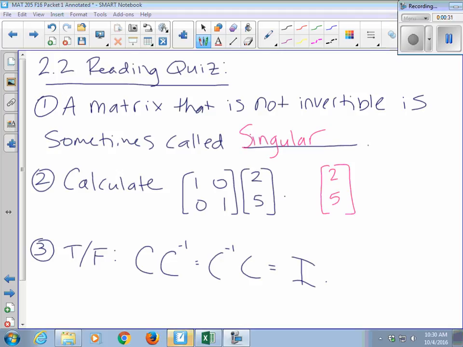True or false? A matrix times its inverse is the same thing as the inverse times the matrix equals the identity. True. That's the definition of an inverse.